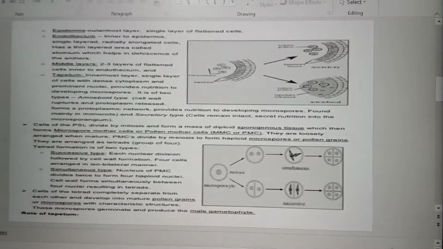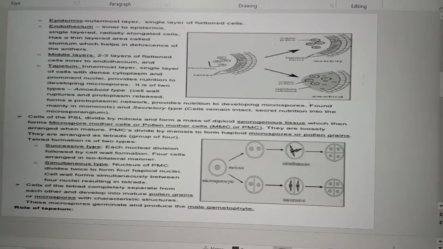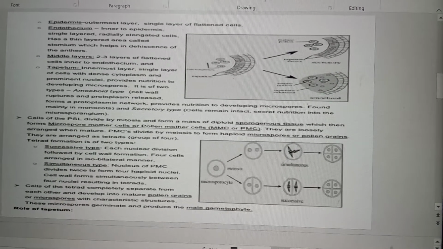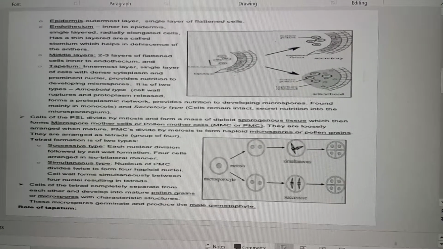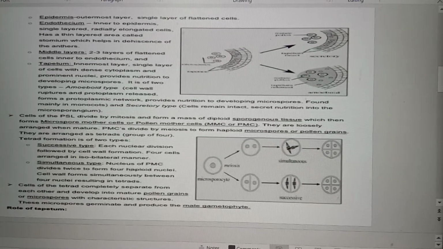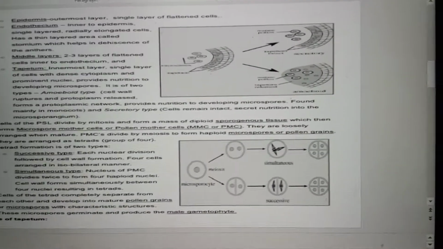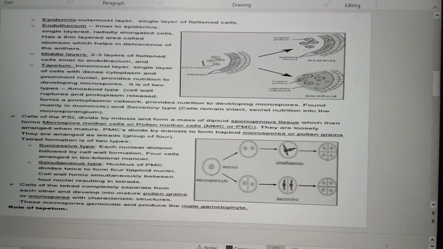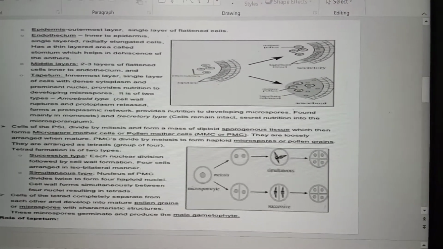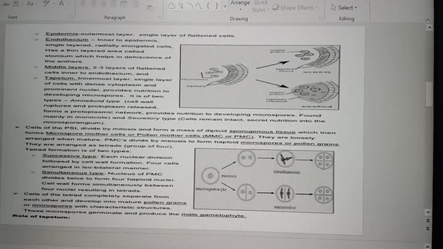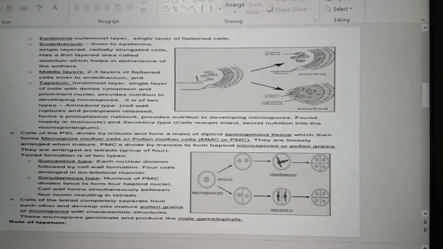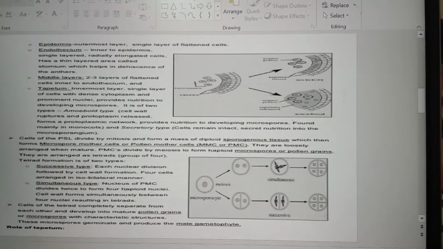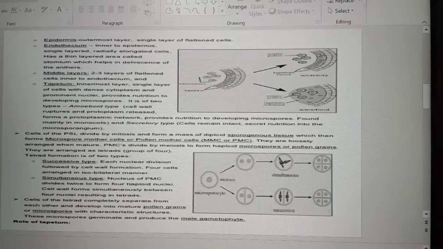Then what is the arrangement of the 4 cells in a tetrad? That is different in different plants, depends upon the divisions, and is also species specific. So a tetrad is formed in 2 ways. One is the successive type, the other is the simultaneous type. How is the tetrad formed? That is successive and simultaneous. In the case of successive, each nuclear division is followed by wall formation, and the 4 cells are arranged in an isobilateral manner.